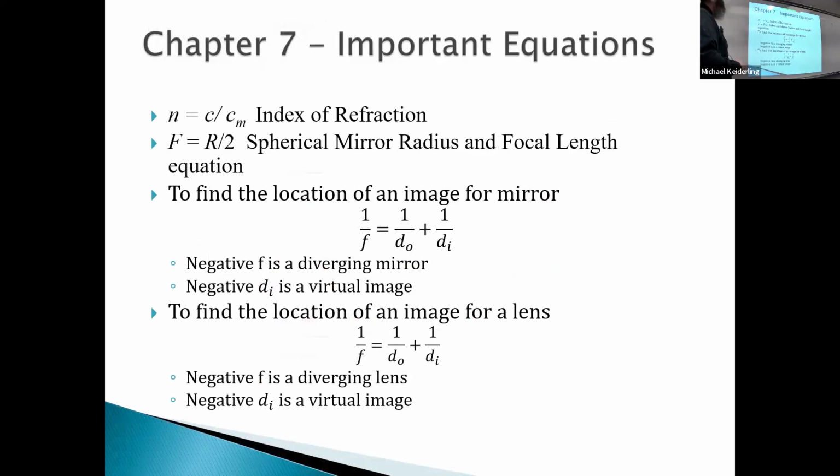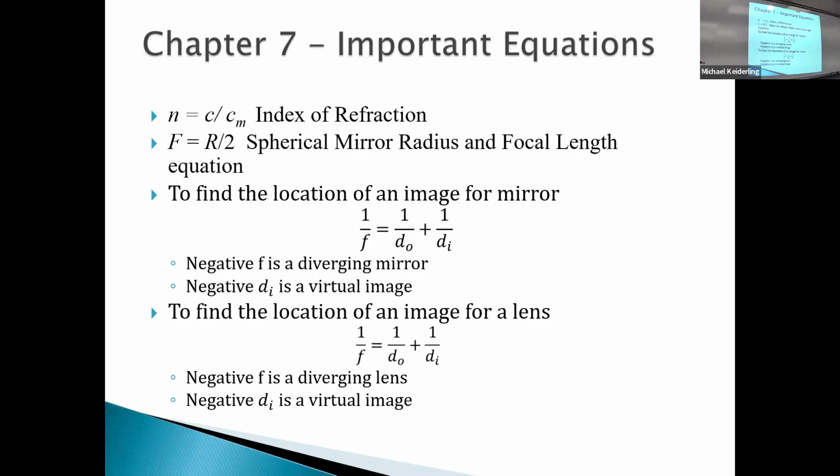So, important equations from this chapter. Index of refraction is the speed of light in a vacuum divided by the speed of light in the medium. The focal length of a spherical mirror is its radius divided by 2. To find the location of an image for a mirror, it's 1 over the focal length is 1 over the distance to the object, plus 1 over the distance to the image. Negative focal length is a diverging mirror. Negative image distance is a virtual image.